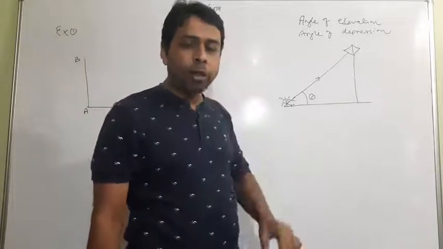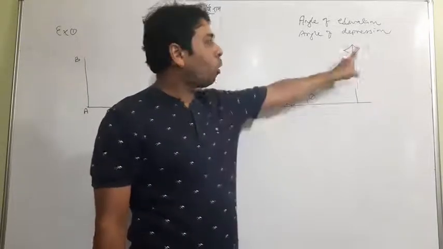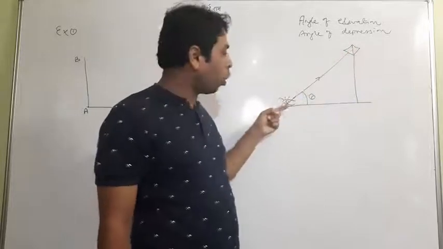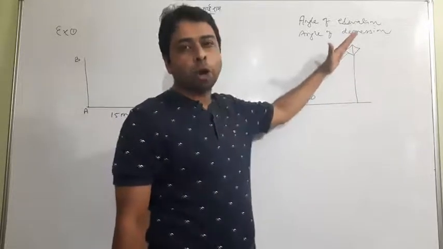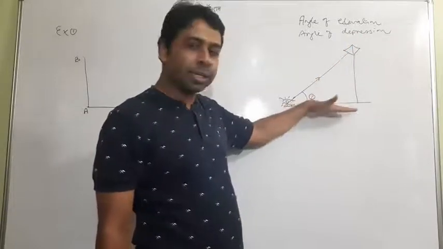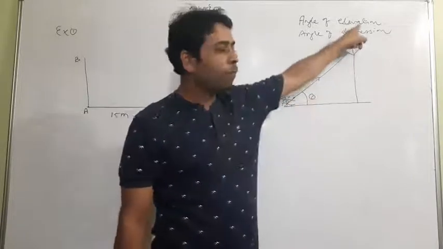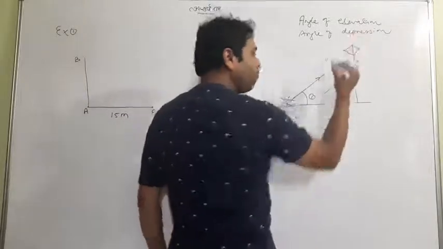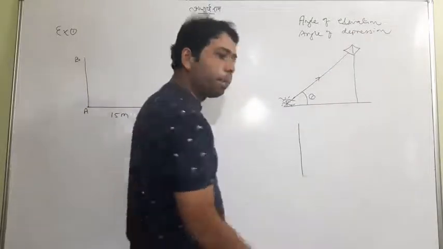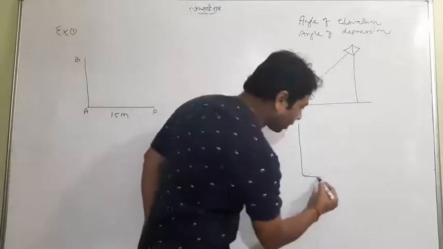Very important. For the angle of elevation, the object is upside, the observer is downside, and the observer looks at the object. The angle the eyesight makes with the ground is the angle of elevation. Keep that in mind. Now the second concept, the angle of depression.